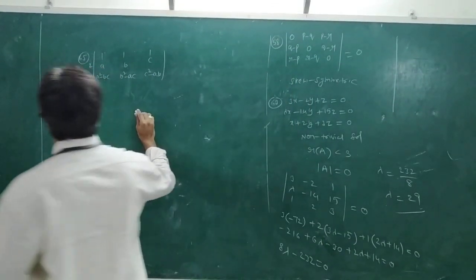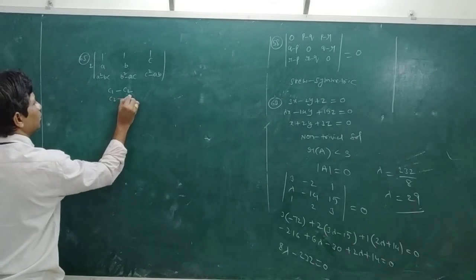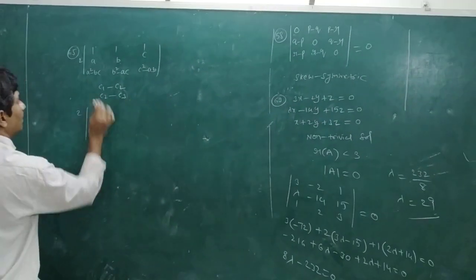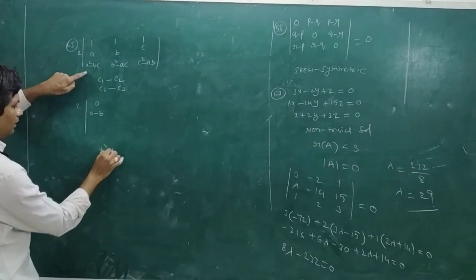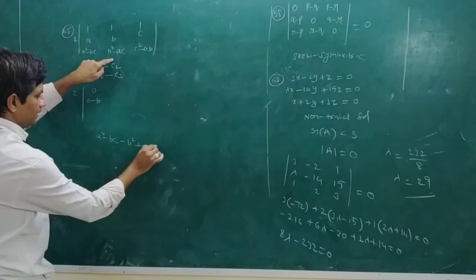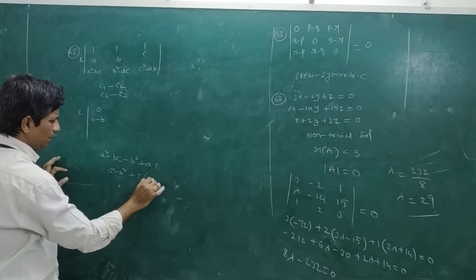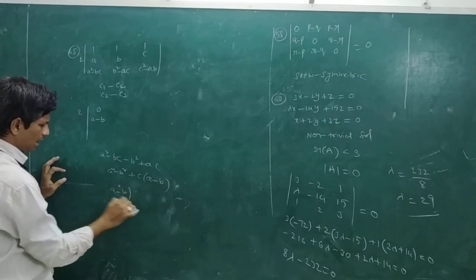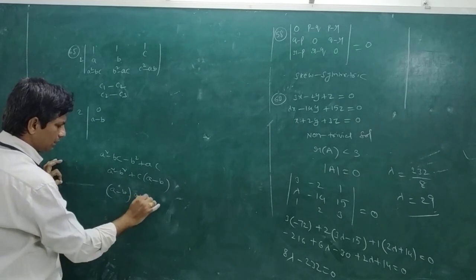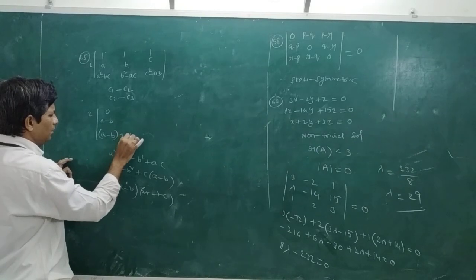We can apply column operations: C1 becomes C1 minus C2, and C2 becomes C2 minus C3. See what will happen? 1 minus 1 is 0. A minus B. I am doing this simplification separately. A square minus BC, take the minus square. Let's say this is A square minus B square. This is C into A minus B. Again take A minus B common because this is A plus B into A minus B. So this is A minus B into A plus B plus C.